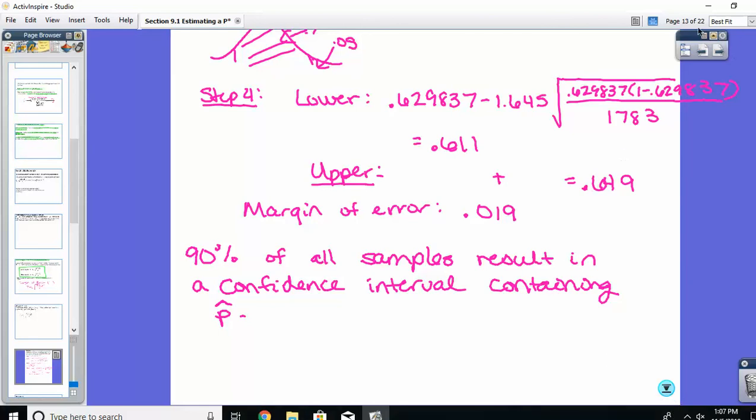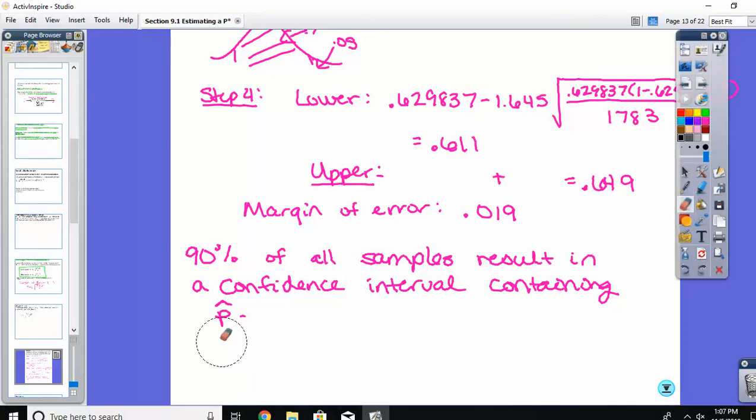I should maybe even say "containing" instead of p-hat, that's a little misleading. How about saying "containing the true p value"?